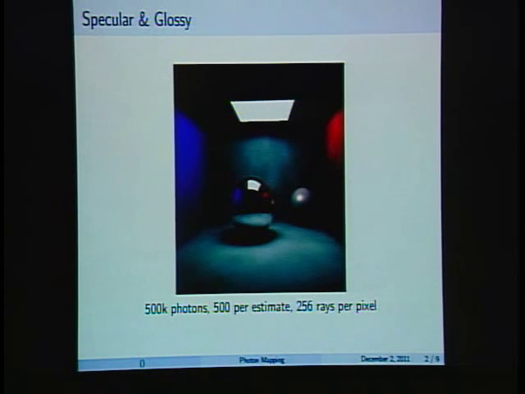The pink ball is actually using a glossy material, which uses both the Lambertian and the Phong, as we described in class, how you can sample both of those, both the alpha around the mirror direction and the standard Lambertian, and there's a full specular ball in that too. This just uses a total global photon map with 500,000 photons, 500 per radiance estimate, and 256 rays per pixel.